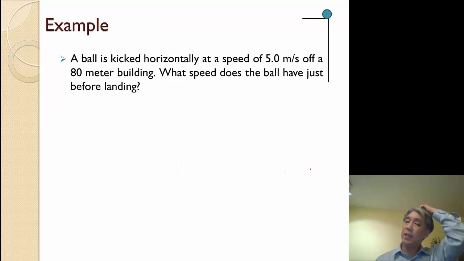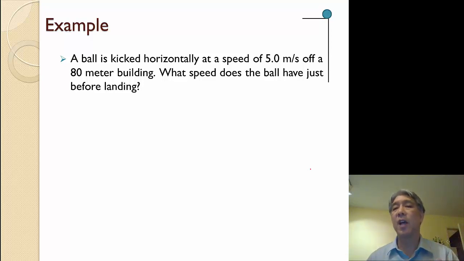So here's an example. I have a ball that is kicked horizontally at a speed of 5 meters per second off an 80-meter building. What speed does the ball have just before landing? Notice I use the word speed and not velocities. Since it's speed, I don't need to focus on direction or x components or y components. I'm just looking for the total magnitude of my velocity.